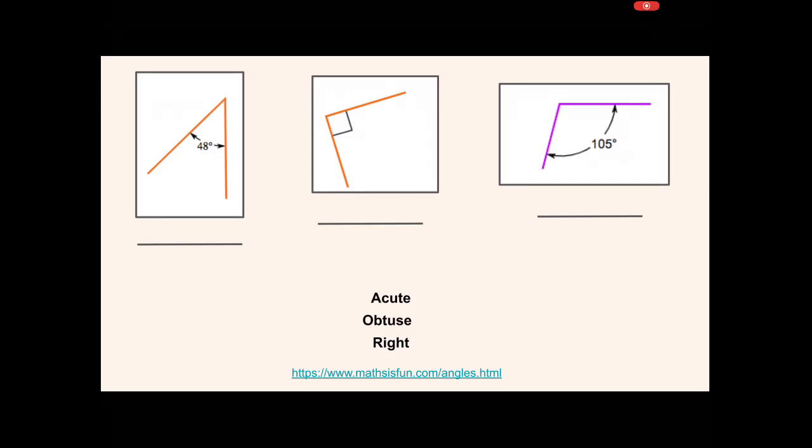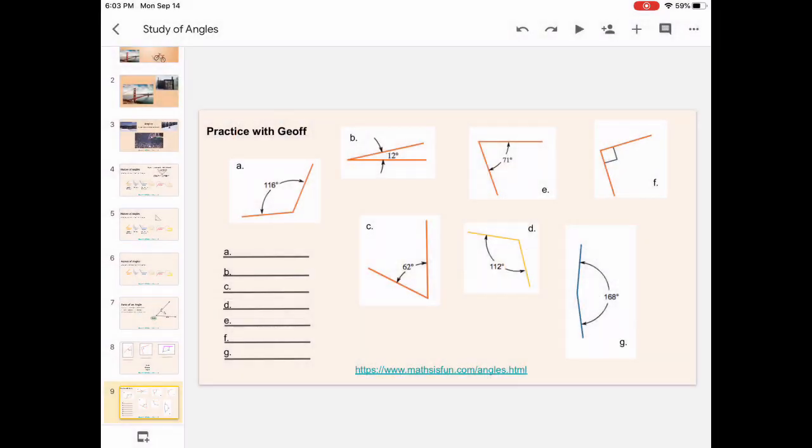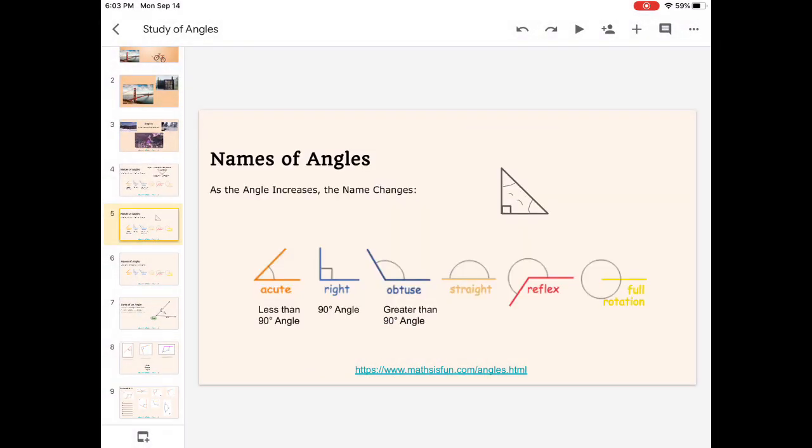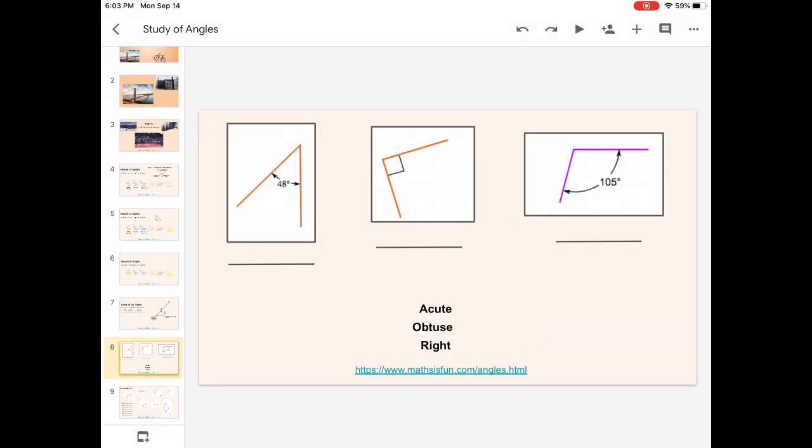Let's do a little bit of practice together here, shall we? I think it would be great to do some practice and really try this out yourself. I'm going to look at these three angles and determine if they are acute or obtuse or if they are right. Now remember, a right angle has a 90-degree angle.